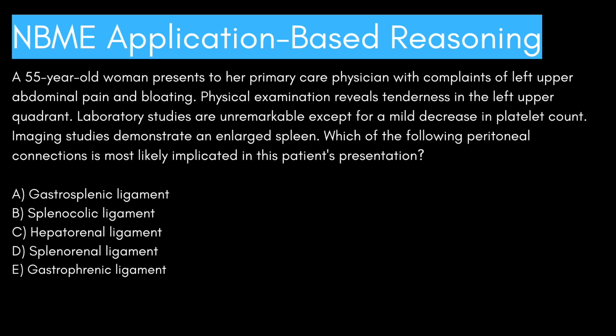A 55-year-old woman presents to her primary care physician with complaints of left upper abdominal pain and bloating. Physical examination reveals tenderness in the left upper quadrant. Laboratory studies are unremarkable except for a mild decrease in platelet count. Imaging studies demonstrate an enlarged spleen. Which of the following peritoneal connections is most likely implicated in this patient's presentation?